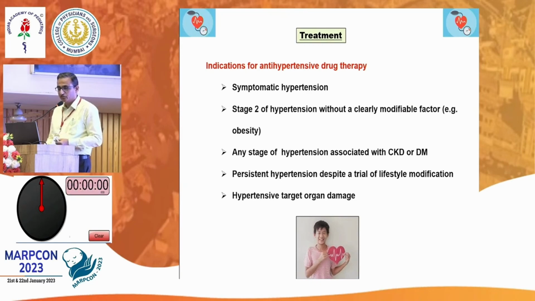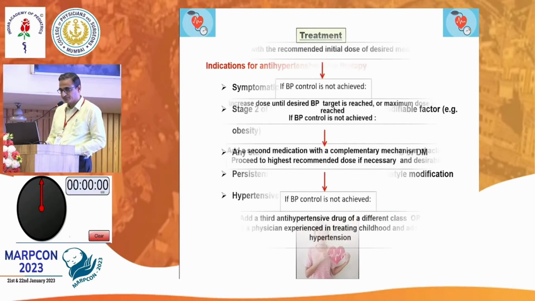These are the indications for drug use: symptomatic hypertension, stage 2 hypertension without a clearly modifiable factor such as obesity, any stage of hypertension associated with chronic kidney disease and diabetes mellitus, persistent hypertension despite a trial of lifestyle modification, and hypertensive target organ damage.